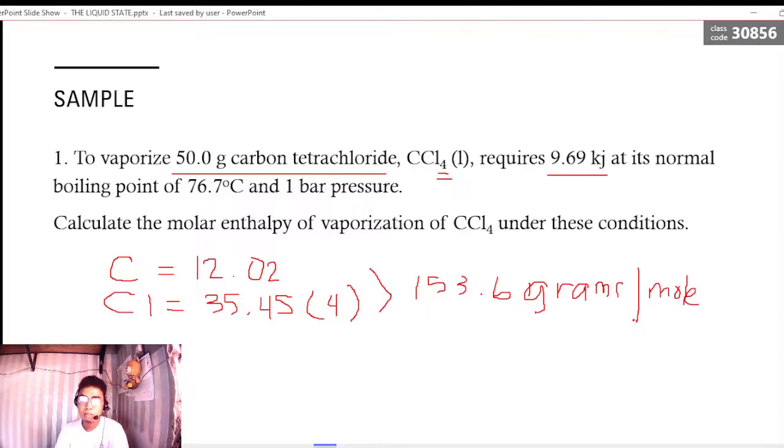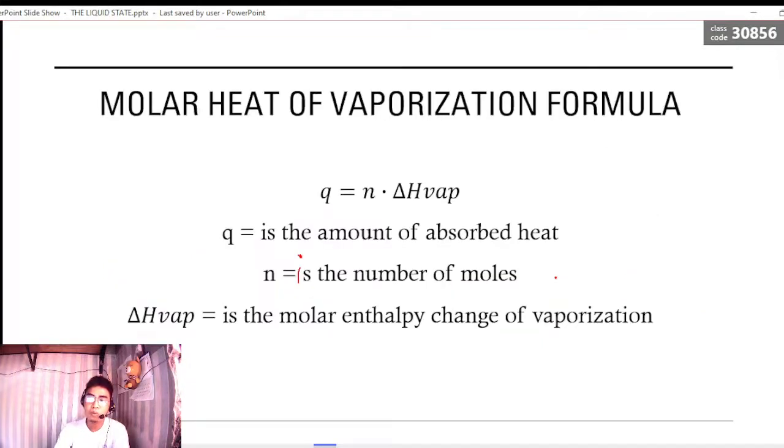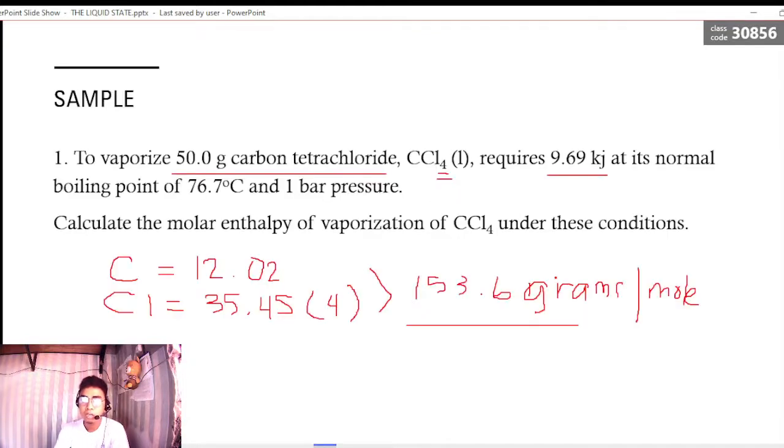So this is the way to get the molar mass, especially the grams per mole of the compound. This is the first step, so don't forget you have 153.6 grams per mole of a sample. Now we have here the 9.69 kilojoule at its normal boiling point. Sir, how about this one? Based on our equation, Q is the amount of absorbed heat and n is the number of moles, meaning there should be no grams in the equation. So we need to get rid of the unit of grams before we proceed to our equation.